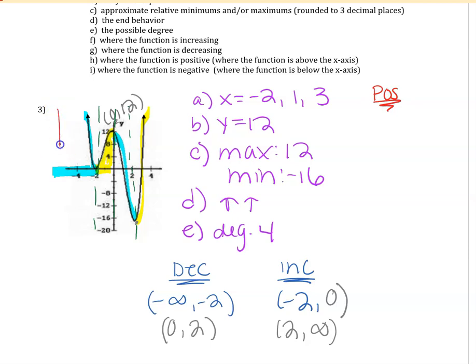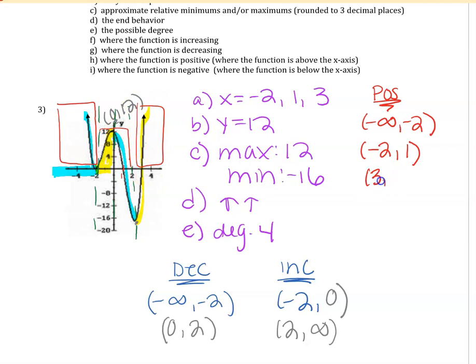Okay, so we're positive from negative infinity to negative 2. Negative 2 to 2. Oops, I'm sorry. Negative 2 to 1, right? That's where it's crossing that x-axis. And lastly, right here from 3 to infinity. We're negative or below the x-axis in this one location between 1 and 3 on the x-axis. And then you're done. That's where it's positive versus negative.